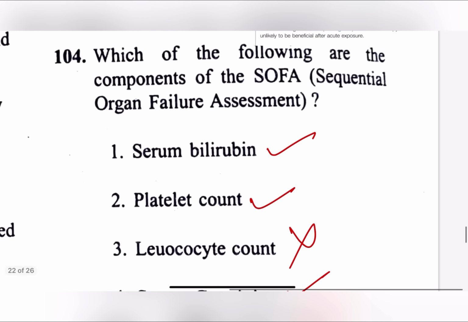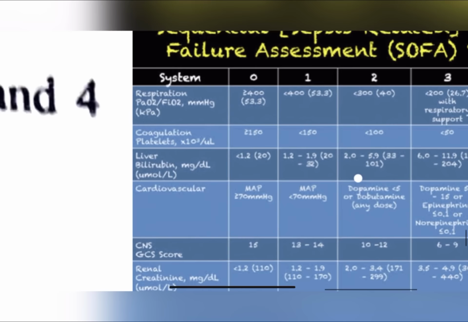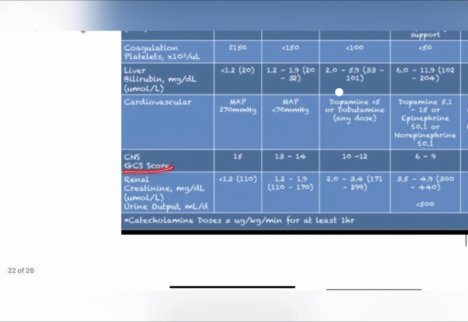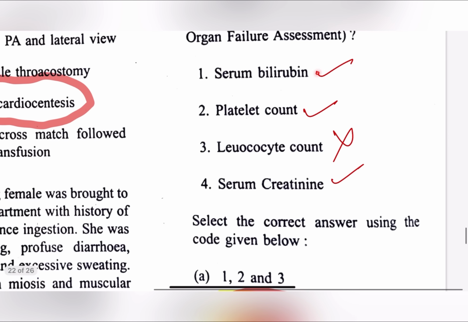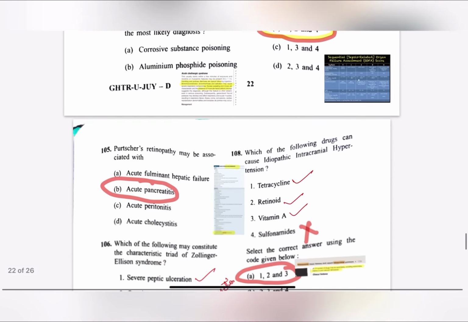Next question is they are talking about the components of the SOFA, sequential organ failure assessment. We have these: respiration, then coagulation we use platelets, then for liver bilirubin, cardiovascular, GCS score, and in renal we use creatinine and urine output. So we have serum bilirubin, platelet count, creatinine. Leukocyte count is not used, so the answer for this is 1, 2 and 4.